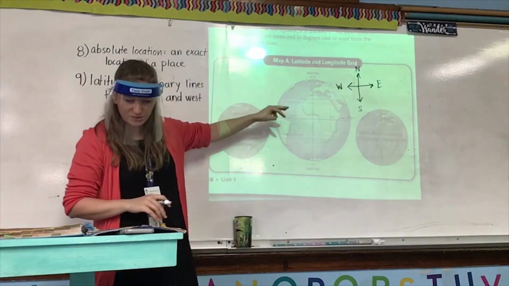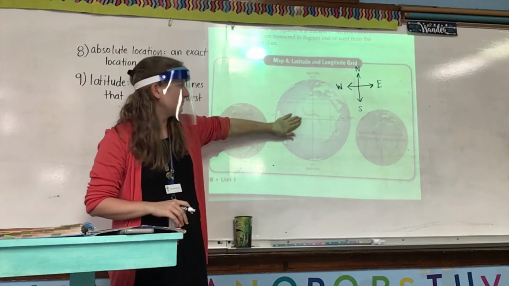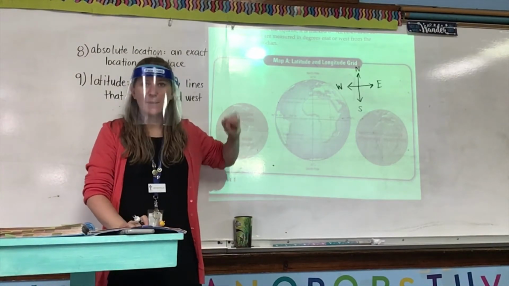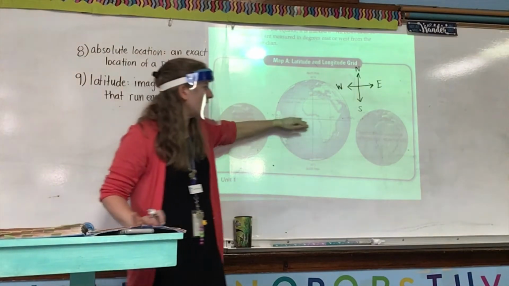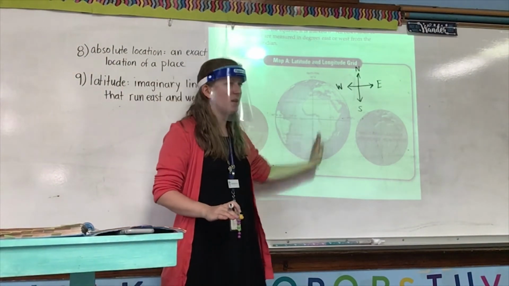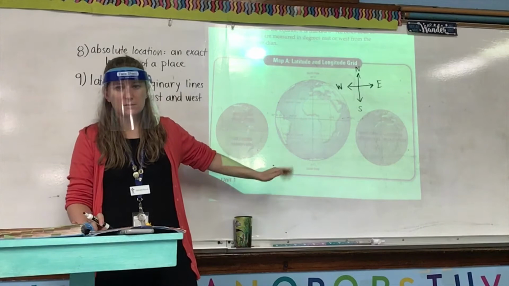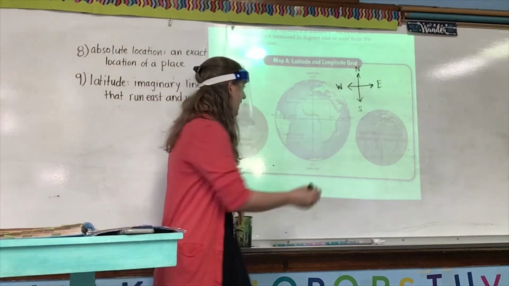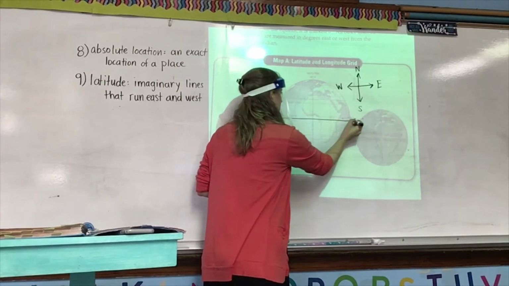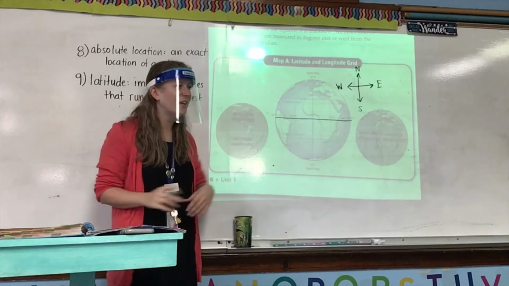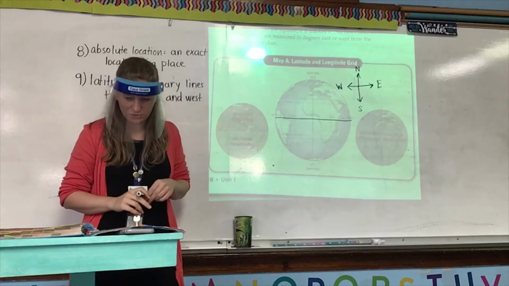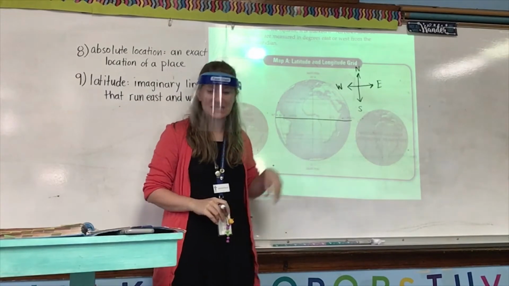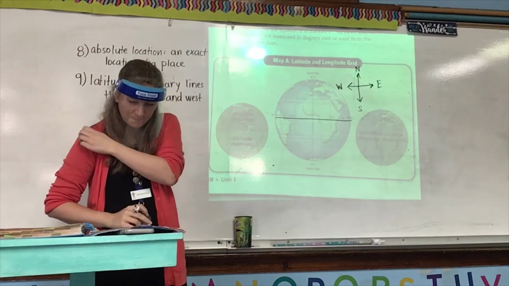Find the equator on map A. Is it running sideways or is it running up and down? Is the equator going sideways or is it going up and down? Carla? It's going sideways. Aaron, keep reading. So the equator is a line of latitude. It is an imaginary line that runs east and west or side to side. Aaron, keep reading.